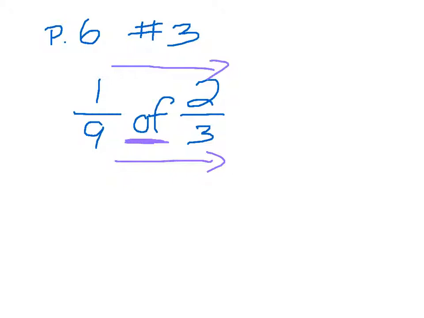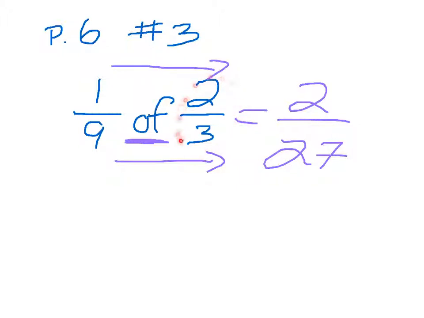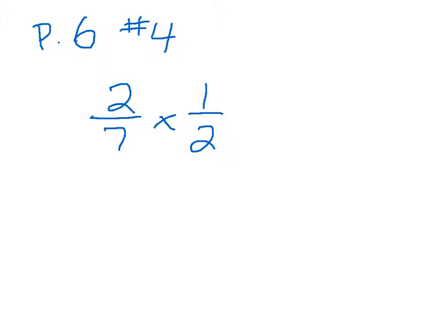So we multiply straight across. And 1 times 2 is 2. 3 times 9, 27. And like we thought it would be, a very small answer, 2/27. So of the original whole, we started with 2/3 of the original piece. Now we've cut it into 27 pieces and taken just 2 of them. That's very small. Go to the next problem, number 4 on that same page.